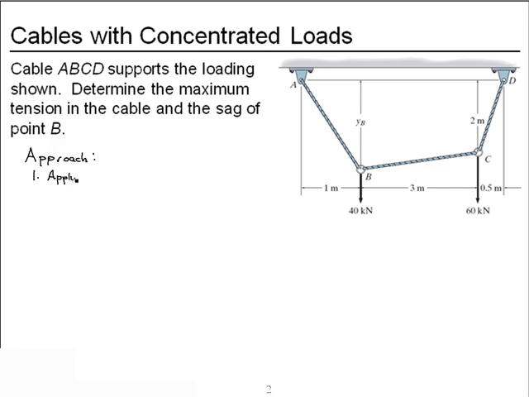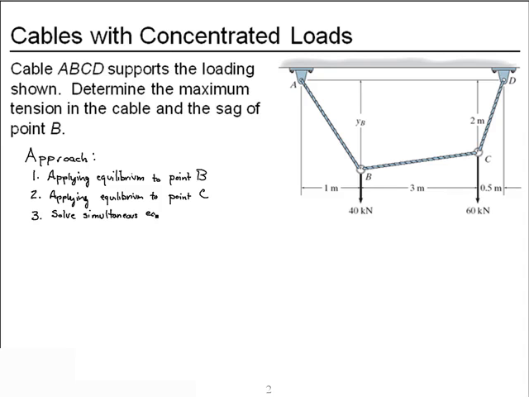We're going to start by applying equilibrium to point B. Then we'll apply equilibrium to point C. That will give us simultaneous equations that we can express in terms of YB, the sag to point B.